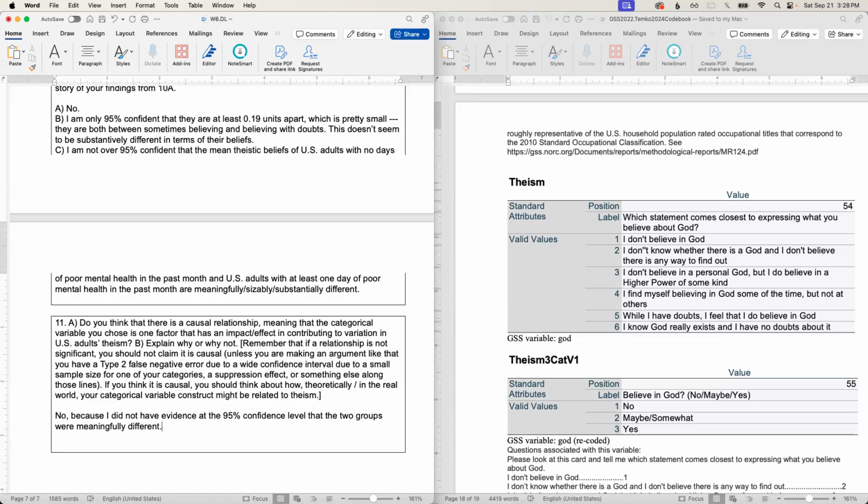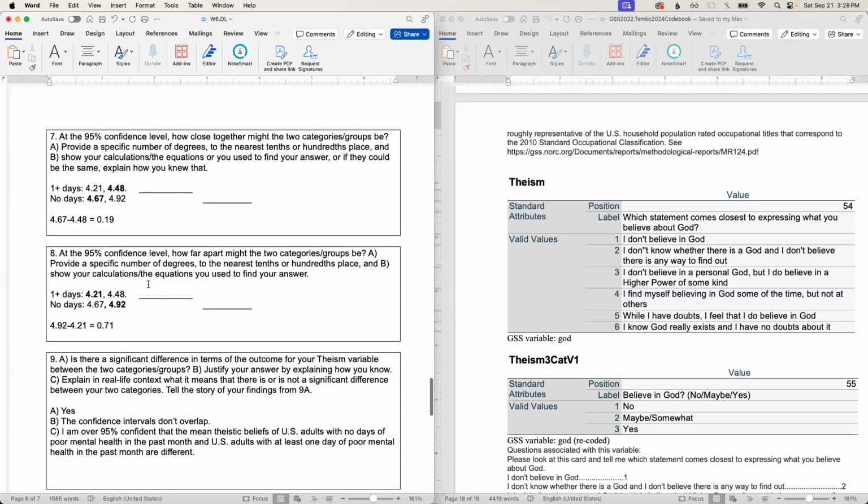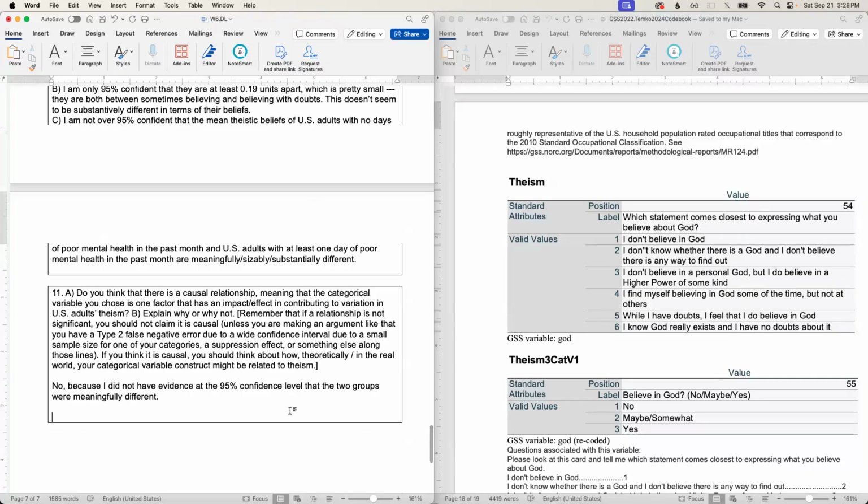So I might think about, well, why is it that the folks who have no mental health days are more theistic? Maybe folks with poor mental health days are more likely to doubt God because they're feeling like if they believed in God, God would give them better mental health or something. I don't know. But if you want to argue that it's causal, so if you have a significant and substantive difference, you want to think about what might be causing that variation, what might be going on with mental health that might cause people to have different theistic beliefs. Okay, let's look at just one more.